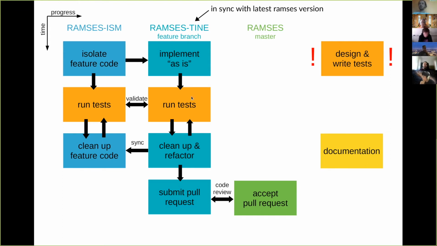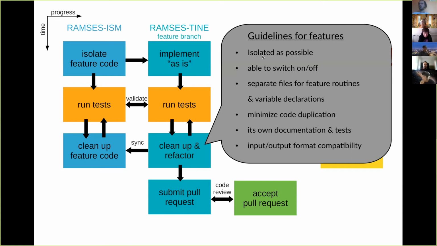Once we have validated this step, we can move forward and clean up and refactor the code to comply with certain guidelines. First of all, features should be as isolated as possible, and you should be able to switch them on and off. You should have separate files for feature routines and variable declarations. This will make it a lot easier to maintain the code. Of course, minimize code duplication, and each feature should have documentation and tests associated with it. And of course, you want to ensure input and output backwards compatibility.